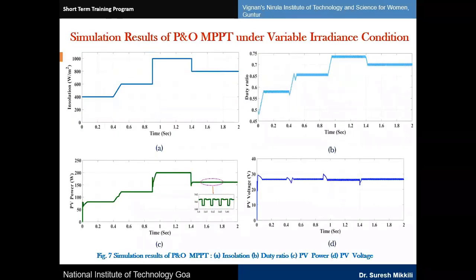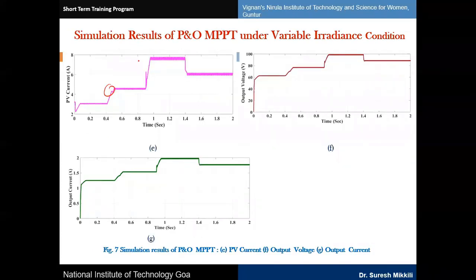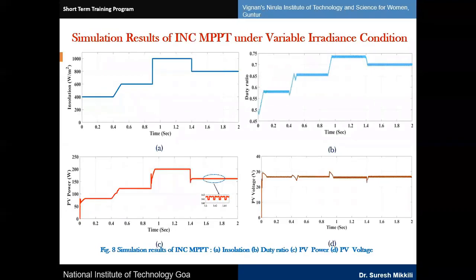Even if you go for partial shading conditions, P and O is tracking and incremental conductance is also tracking. But from one step change to another dynamic step change, we observed small issues. Here the voltage, the power, maybe the current when it is changing. Tracking speed and tracking efficiency have a little bit of a problem with incremental conductance and P and O. These notches are there.